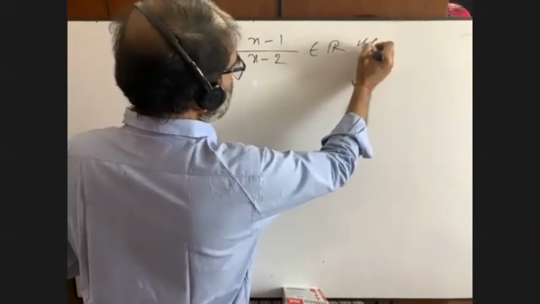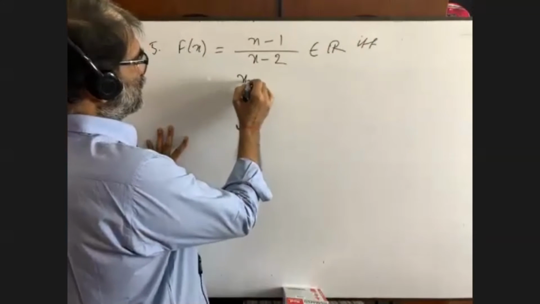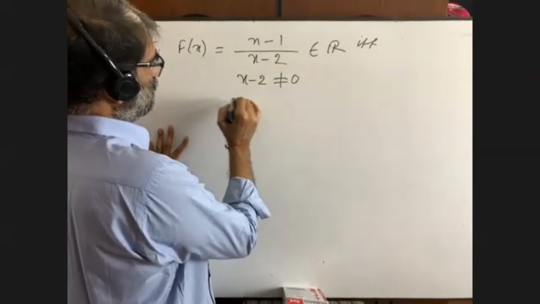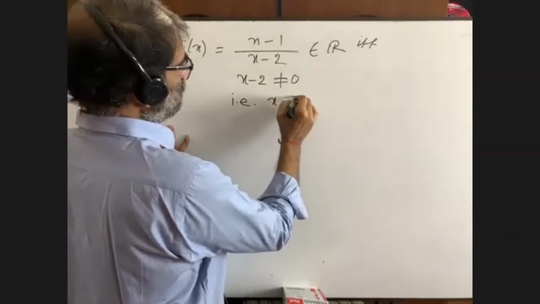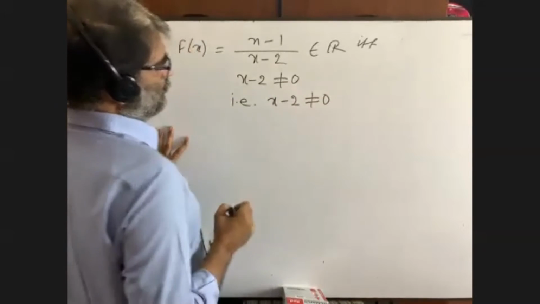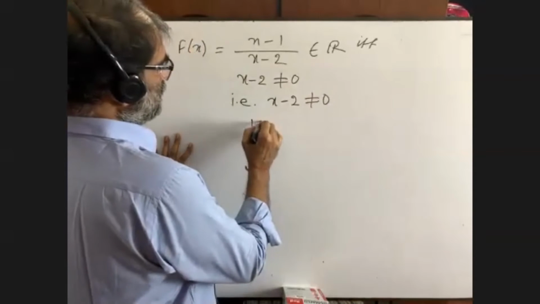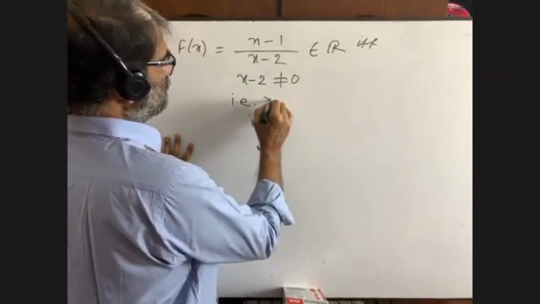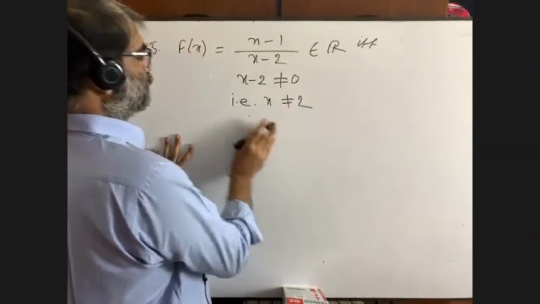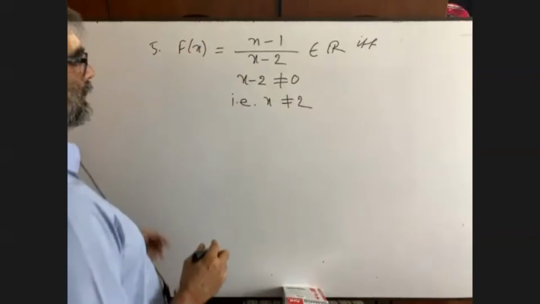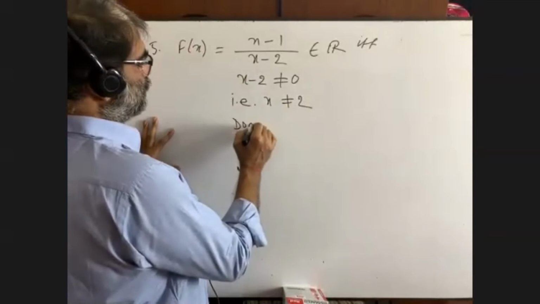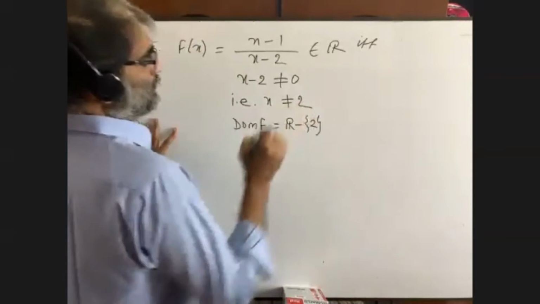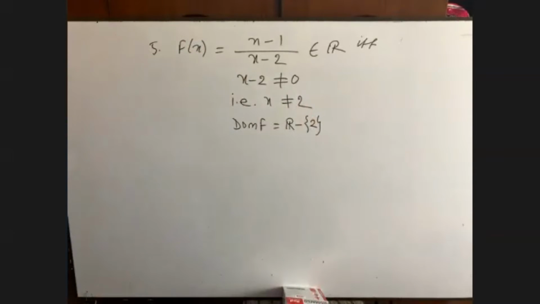Okay, if and only if the denominator x minus 2 is not equal to 0. That is x minus 2 is not equal to 0, that is x is not equal to 2. From here we can find the domain of f equals to what? Therefore, all real numbers except 2, right? All real numbers but not 2.